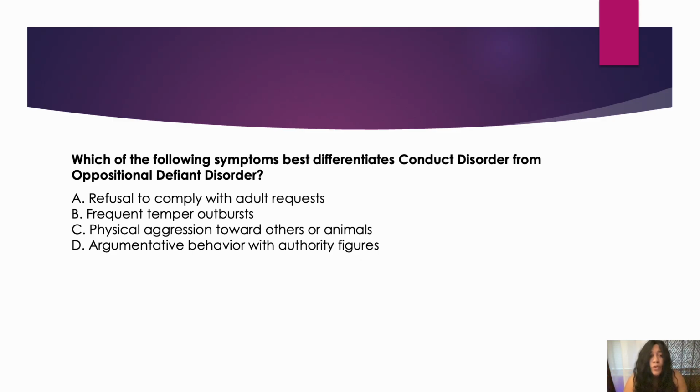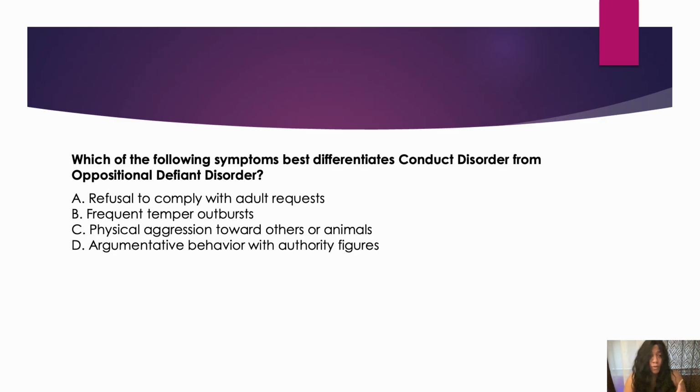A says refusal to comply with adult requests. Okay, all right, let's take a look at the rest of them. B says frequent temper outbursts. C says physical aggression towards others or animals. Or D says argumentative behavior with authority figures.